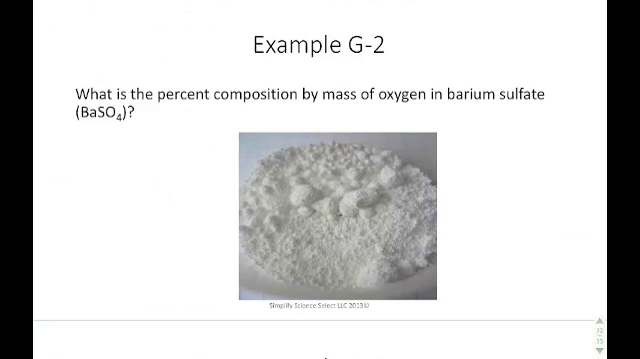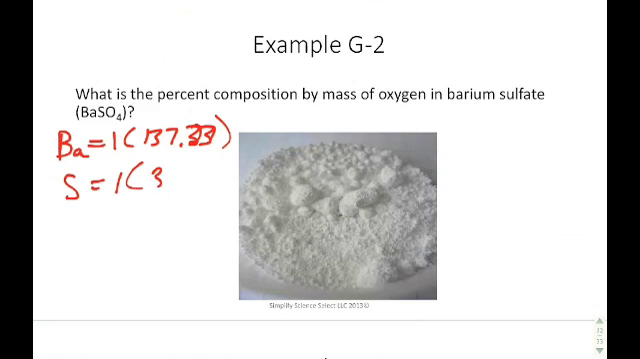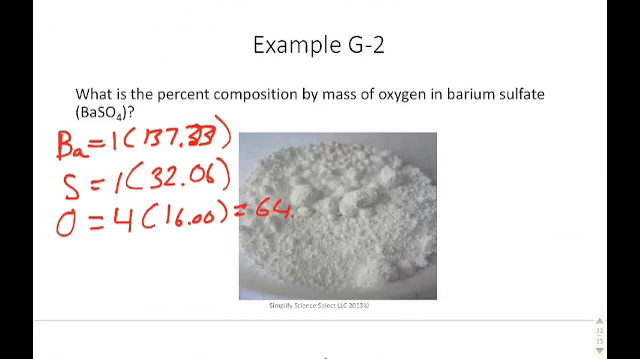Now, what is the percent composition by mass of oxygen in barium sulfate? So you have the idea of barium sulfate. So we start with barium. There's one barium, and barium's about 137.33. Okay, then you have sulfur. And we've done sulfur, so we know that it's 32.06. And now you have oxygen, and there are 4 oxygens, each at 16.00. So 64.